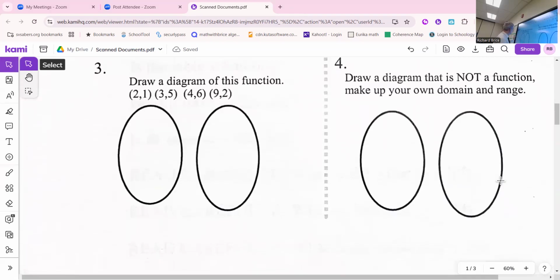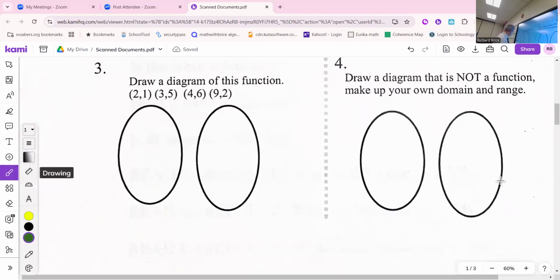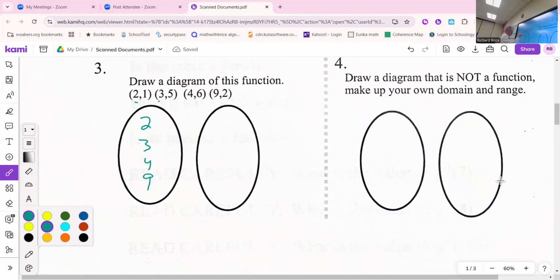Number 3, draw the diagram of this specific function. So all the x's go on this side. 1, 2, 3, 4, 1, 2, 3, 4 of them. Okay. Now you notice that the 2, the answer is 1. The 3, the answer is 5. The 4, the answer is 6. Notice it's a ray. It only has one arrow on it.